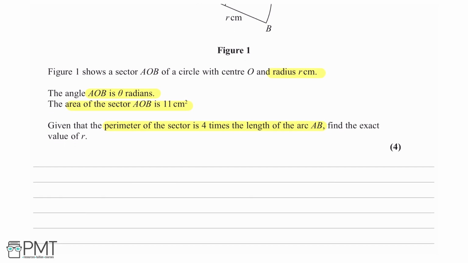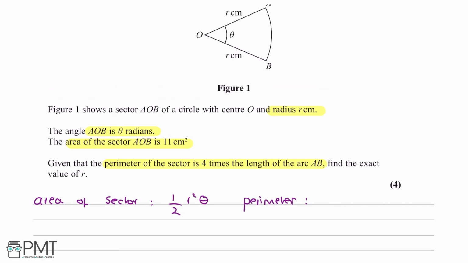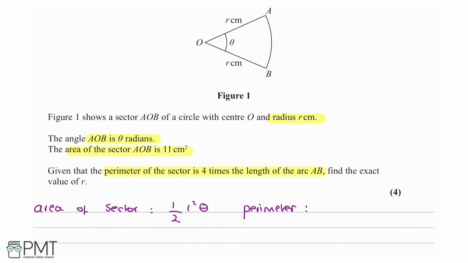The first thing I'm going to do is write down an expression for the area of the sector and the perimeter. Okay, so the area of the sector is half r squared theta, and the perimeter is the length of the arc AB plus both of the radii. So what that is, it is r theta plus 2r.